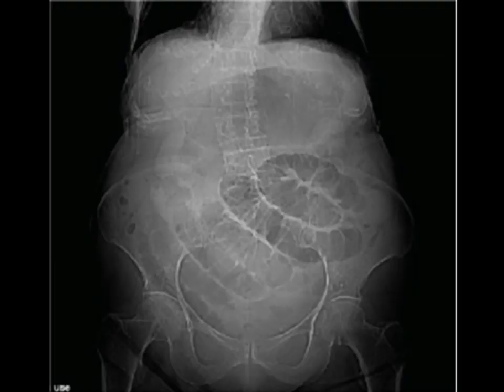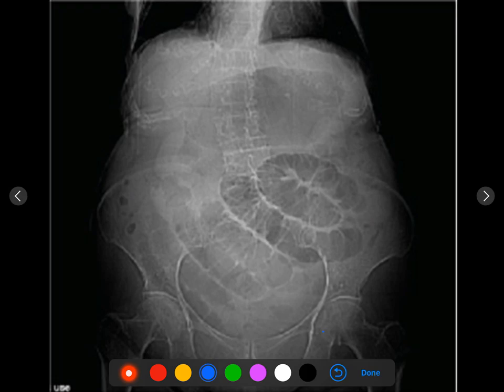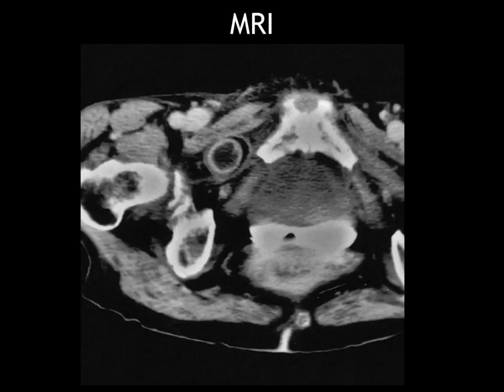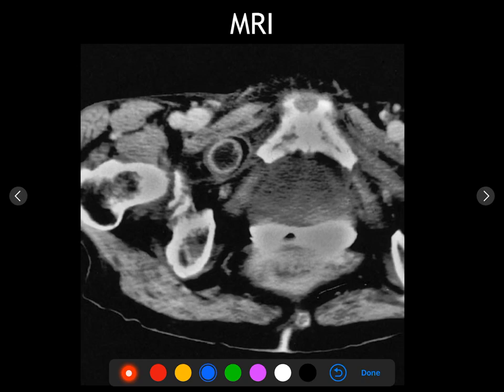Again, the most common presentation is intestinal obstruction, and the most valuable imaging needed in a patient presenting with acute intestinal obstruction is the X-ray. Here in the X-ray we see dilated loops and a distended abdomen, so this is a case of small bowel obstruction. You can see that these are loops of the small bowel, so it is a small bowel obstruction. This is an MRI of the pelvis, you can see here the hernial sac through the obturator foramen.